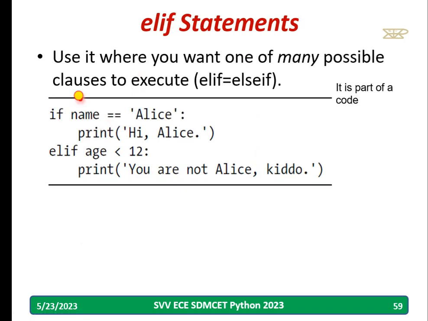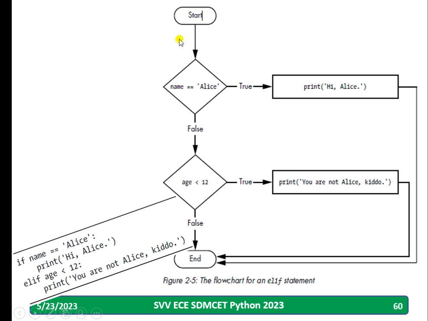Elif you can use. If name equal to Alice, print this. Elif is nothing but else if: else if age is less than 12, print this. It's part of the code we are using in our discussions most of the time. And this is the flow. Start, if name equal to Alice, true, then print it, end it. No means again check it. Is age less than 12? Do this, end it.